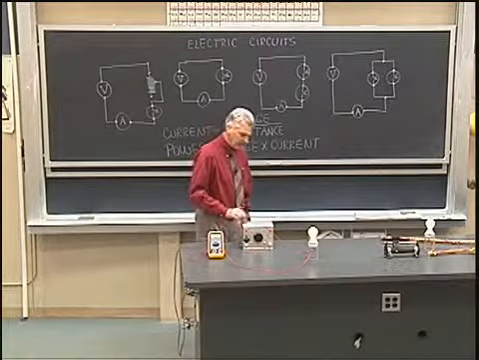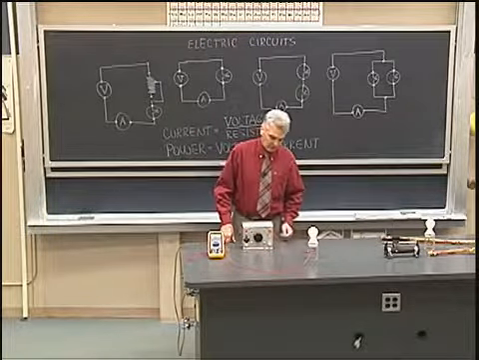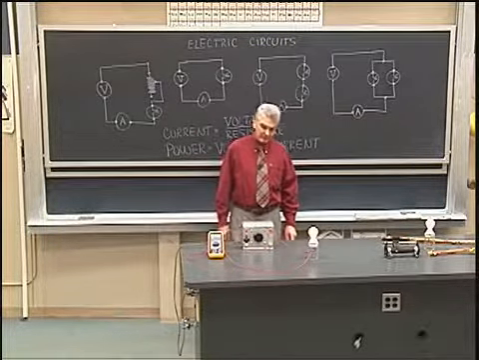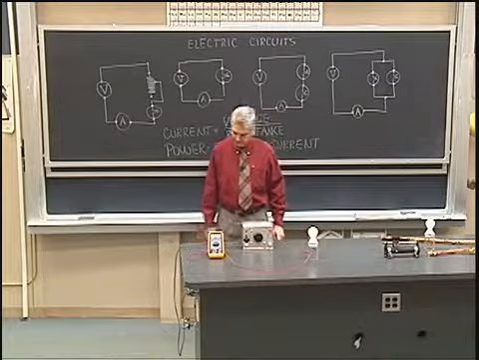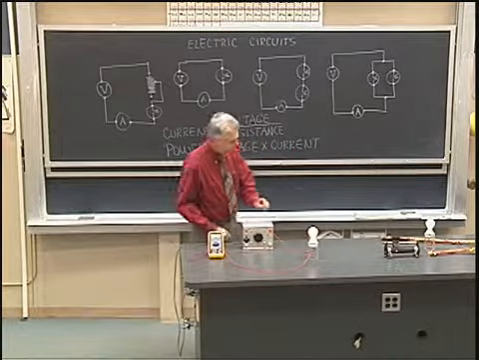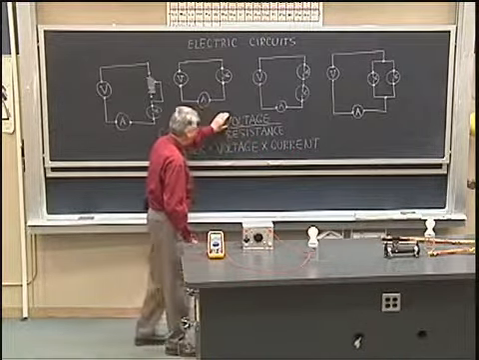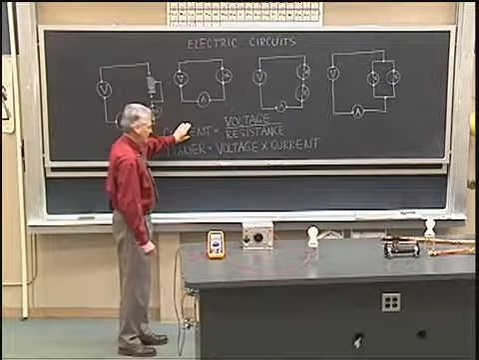Now, technically speaking, the resistance of the light globe changes with temperature. We're neglecting that for purposes of this experiment. So if we assume that we hold the resistance fixed, increase the voltage, increase the current.